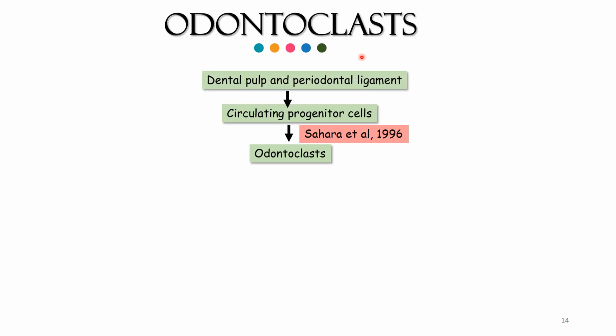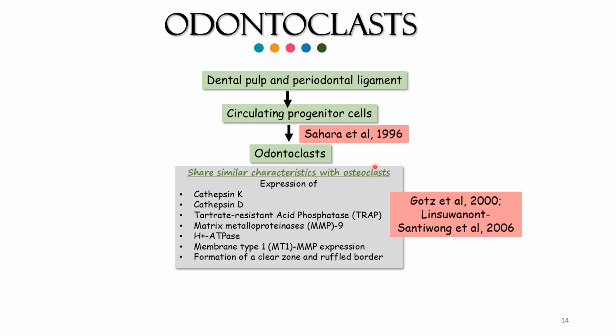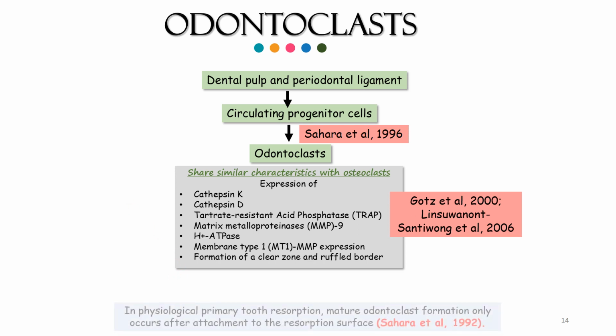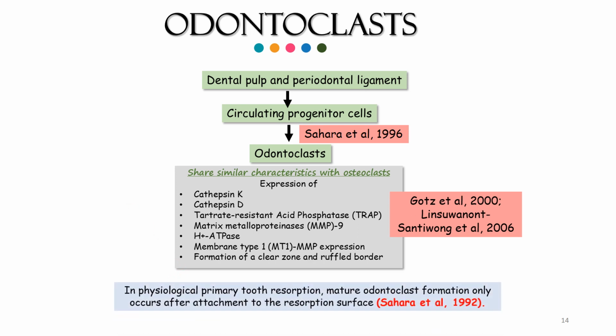They share many similar characteristics with that of the osteoclasts in the expression of cathepsin K, cathepsin D, tartrate resistant acid phosphatase, H plus ATPase pump, and formation of a clear zone and ruffled border. In the physiological primary tooth resorption, mature odontoclast formation only occurs after the attachment to the resorption site.